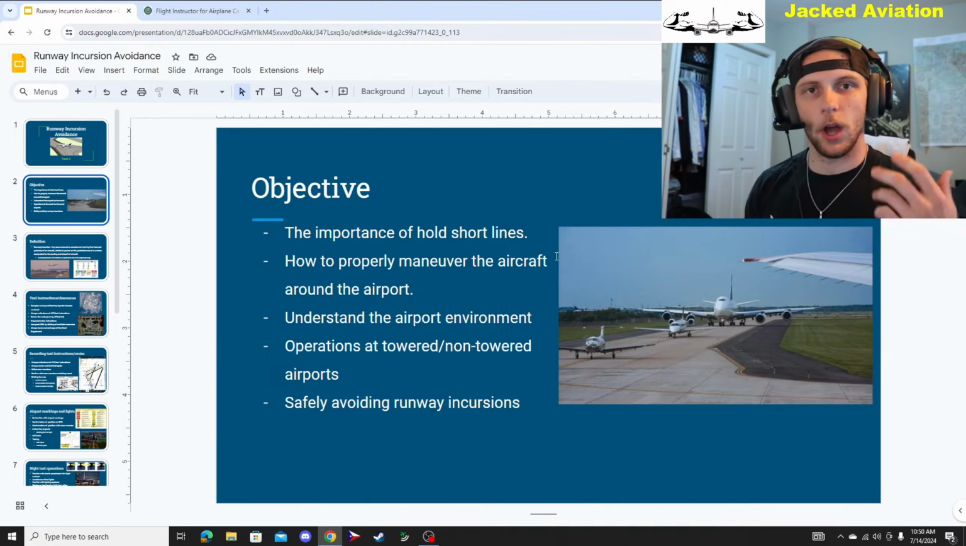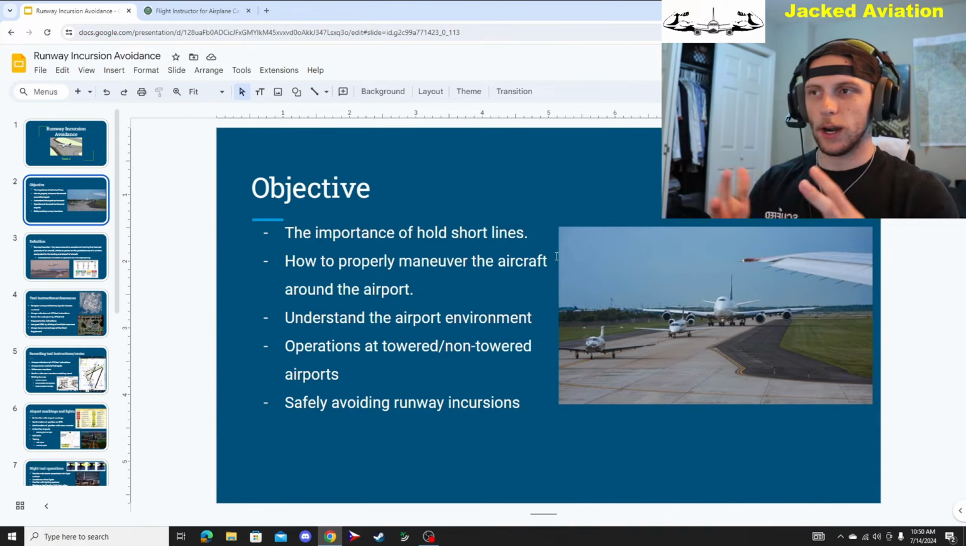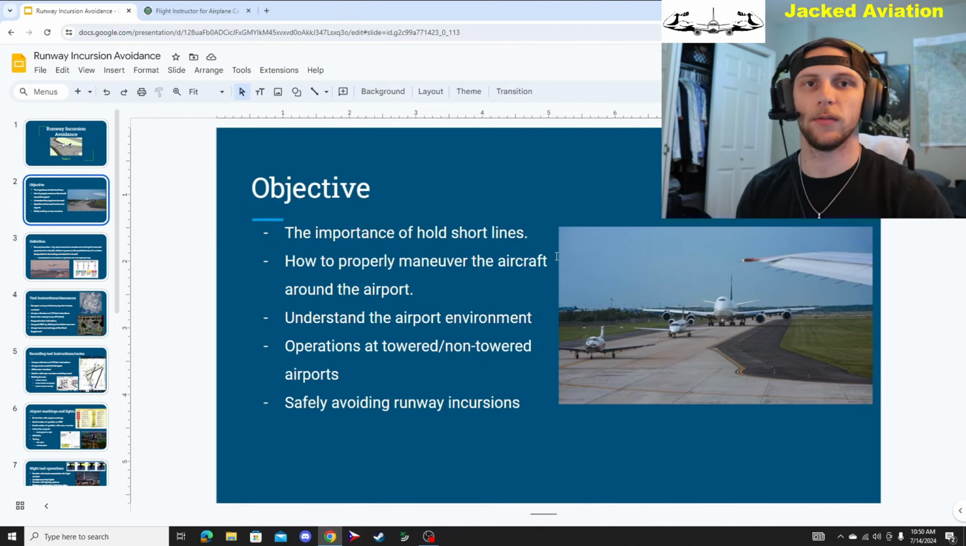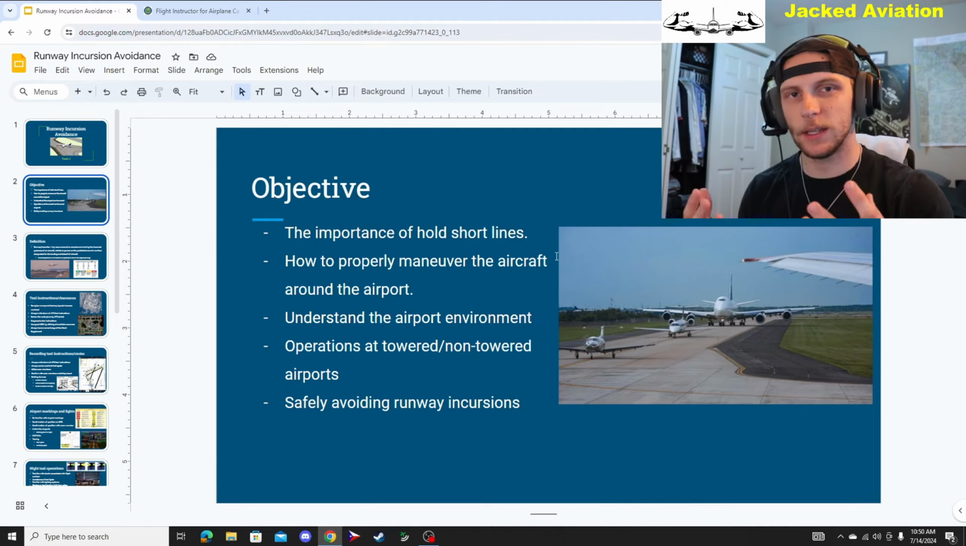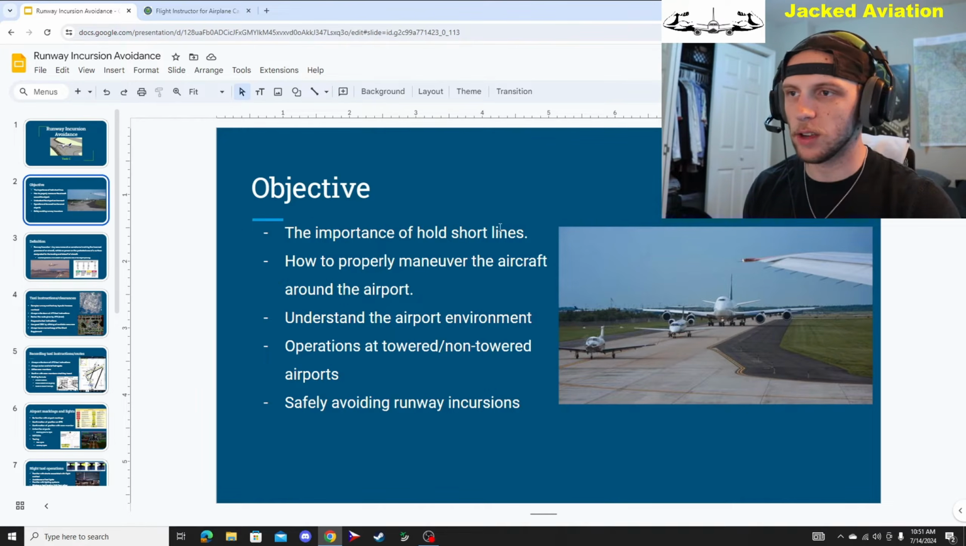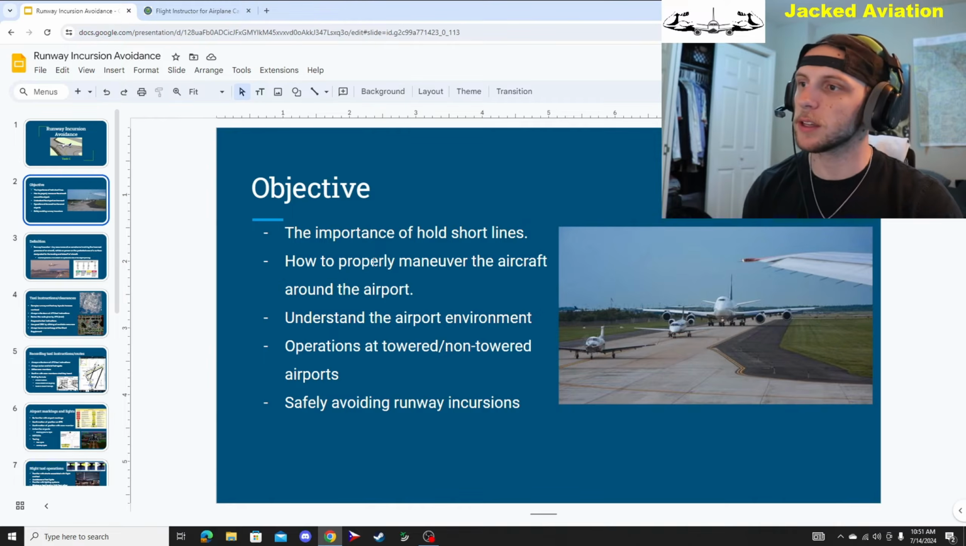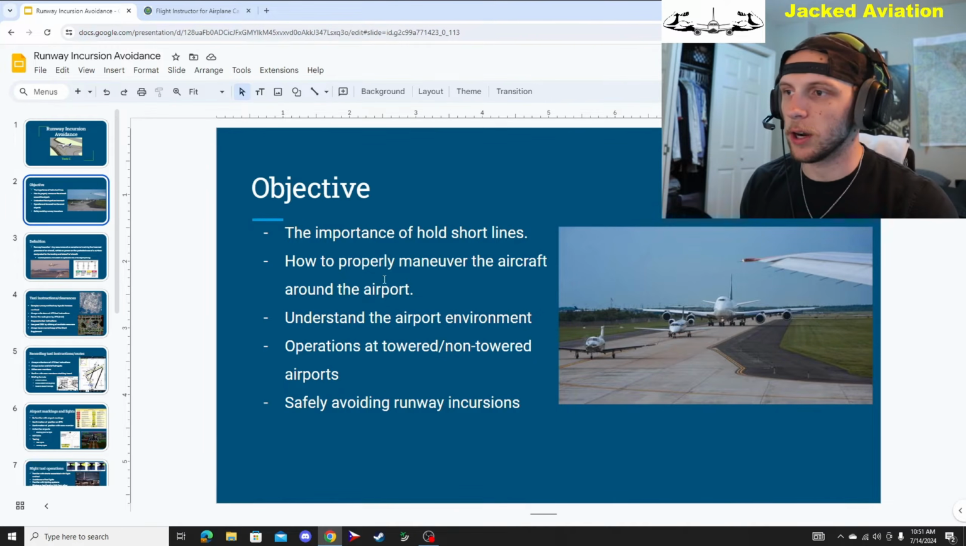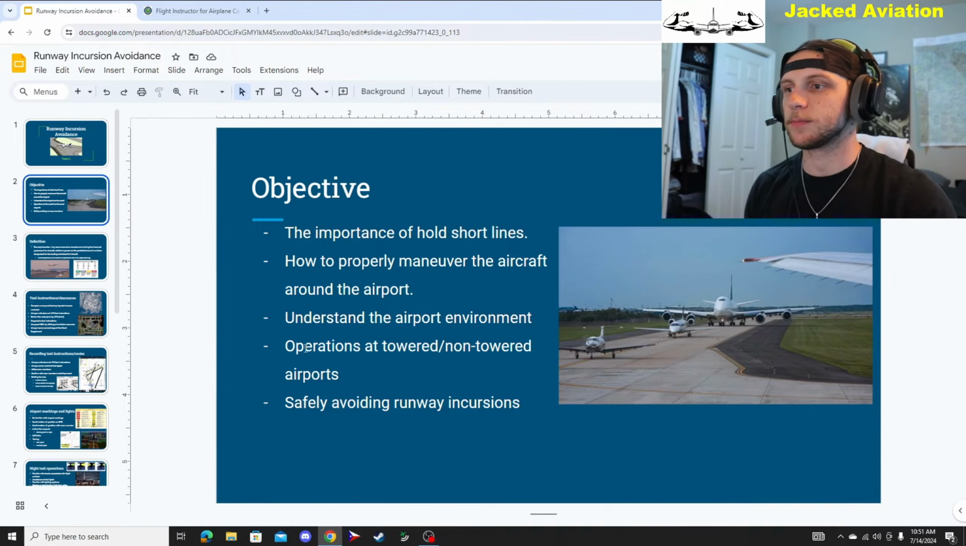Now, first, what's next? We have the objective. The objective is what we want to achieve, what we're trying to make the student comprehend, what we're trying to have the DPE understand. So, the importance of hold short lines, that sounds like a good objective to have, and mitigate risk. How to properly maneuver the aircraft around the airport. That sounds very smart too. Understand the airport environment. That sounds like a good idea as well.